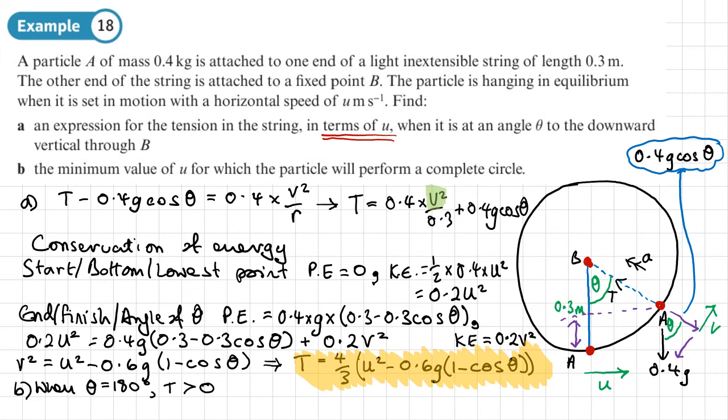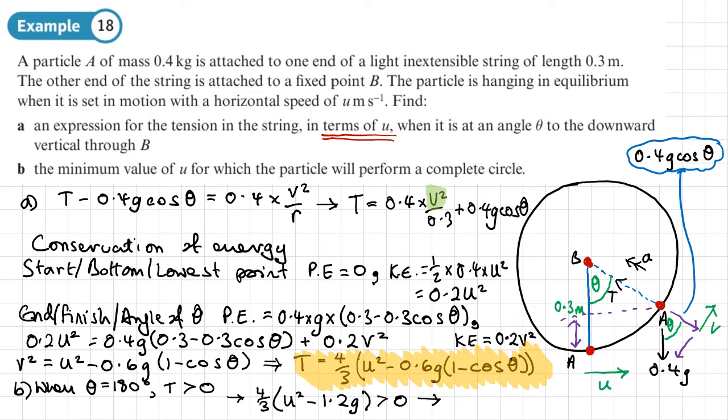So we have an expression for T here. We want all of this to be greater than 0, and we'll put 180 here for theta. So that'll give us -1. So we're going to end up in this bracket with a value of 1 minus minus 1, which is 2. So effectively, when theta is 180, this last part of the expression here is going to be 1.2 g. So we'll just save a bit of time and write that down. So we want 4/3 times u squared minus 1.2g to be greater than 0.